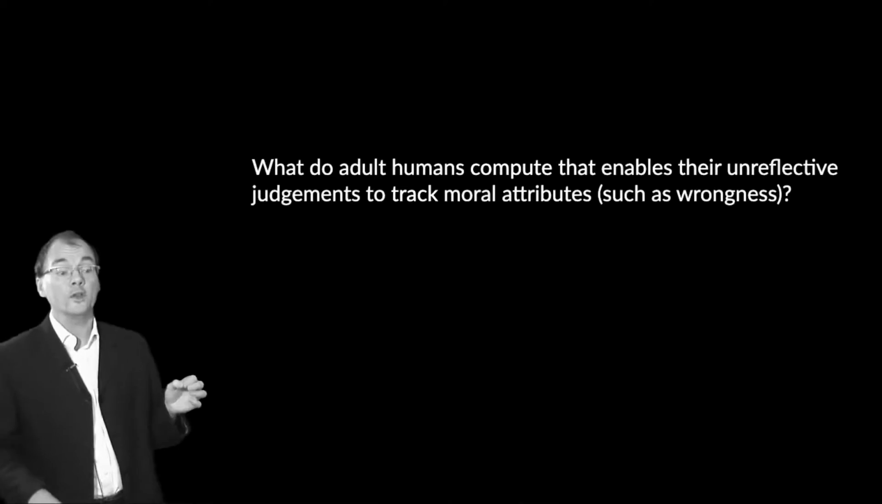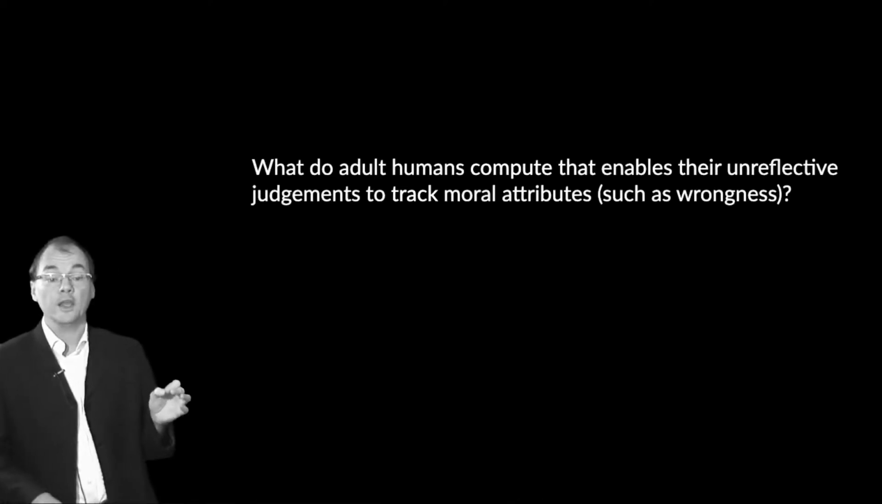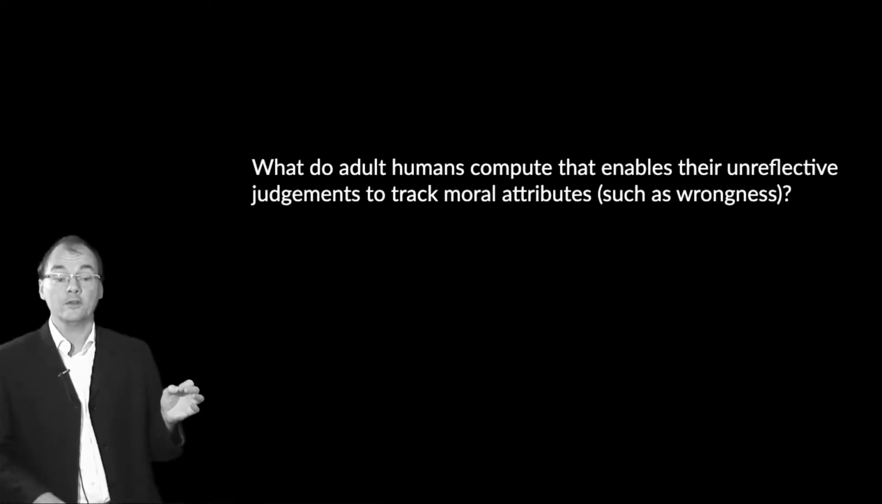Very simple idea. So this distinction between tracking and computing, I'm going to be putting quite a bit of weight on in what follows. It's the basis for a question. This is the second question. What do human adults compute that enables their unreflective judgments to track moral attributes such as wrongness?